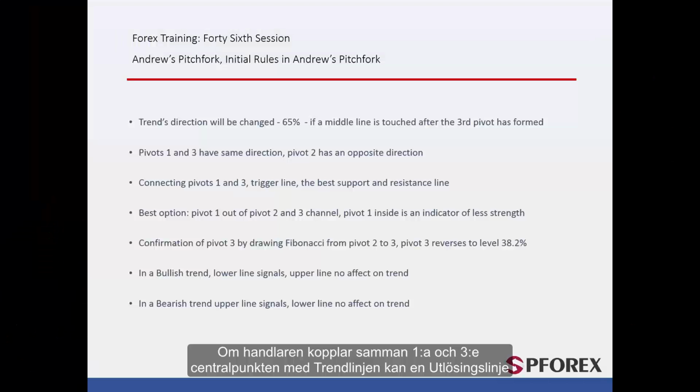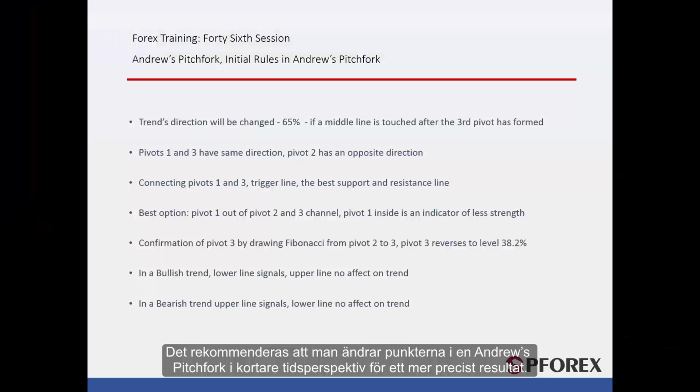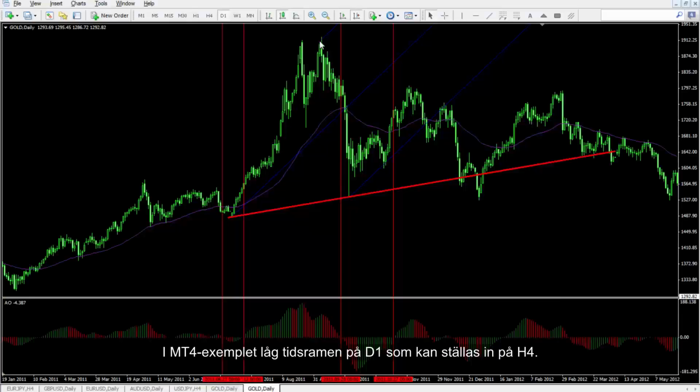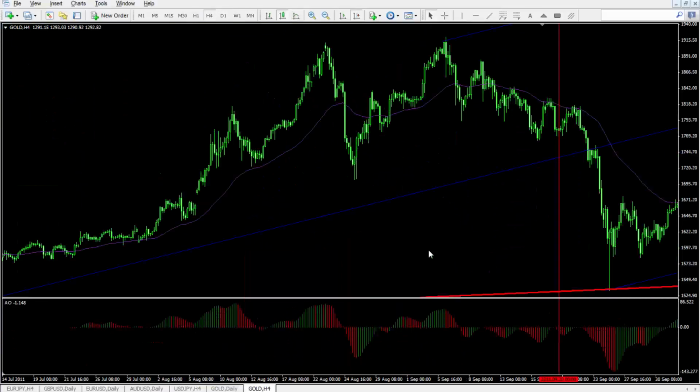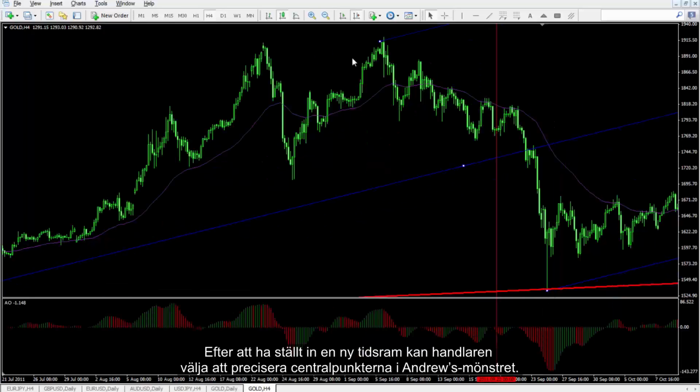If a trader connects the first and third pivots with a trend line, a trigger can be formed which has a support or resistance effect on the market price. On the MetaTrader 4 platform, a trigger line can be drawn by a trend line that will be discussed later. It is recommended to modify Andrew's pitchfork points in a shorter time frame for more precise results. In the MetaTrader 4 example, the time frame was on D1 and can be set on H4. After setting a new time frame, a trader can select precise pivots of Andrew's pattern.